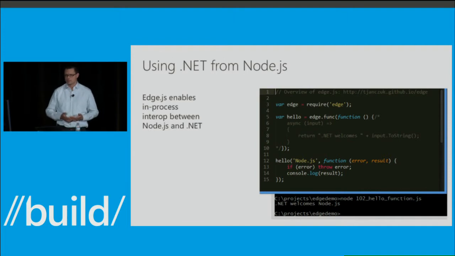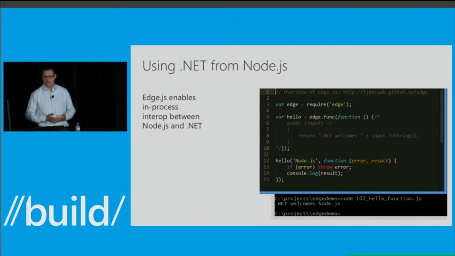So in the example that you are seeing here, in lines 6 to 9, you have a simple C# async lambda expression. That expression takes a single input parameter and returns a string that is a concatenation of the .NET welcomes string and whatever input was provided. In line 5, we are using the edge module to create a JavaScript proxy that wraps that logic in C#. The hello function created in line 5 effectively acts as a JavaScript function that you can later call in line 12 to invoke that C# functionality.